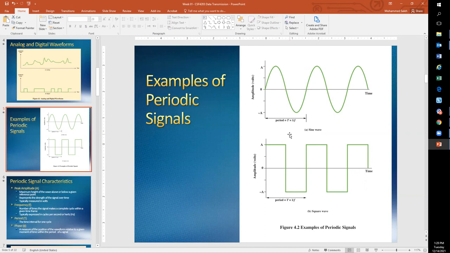Like the speed, you know, we measure speed in kilometers per second. Same thing is frequency: it is the number of cycles per second, and the unit for frequency is hertz, and the equation for the period is T equals 1 over F.